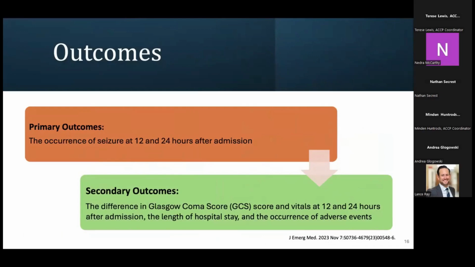So the primary outcome of this study was to look at the occurrence of seizure at 12 and 24 hours after admission. And the secondary outcomes looked at the difference in the Glasgow Coma score, if there was any increase or decrease after giving the intervention or in persons who were using standard of care. They also looked at vitals because, as mentioned before, intravenous lipids can cause hypertension. So they looked at the vitals at 12 and 24 hours after admission. They looked at the length of stay and the occurrence of adverse events.